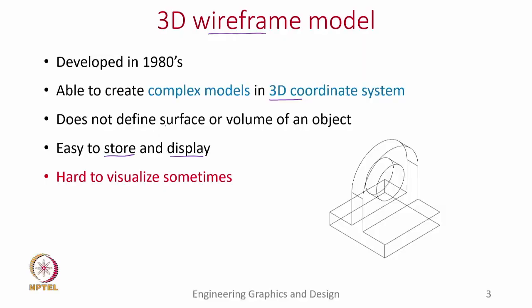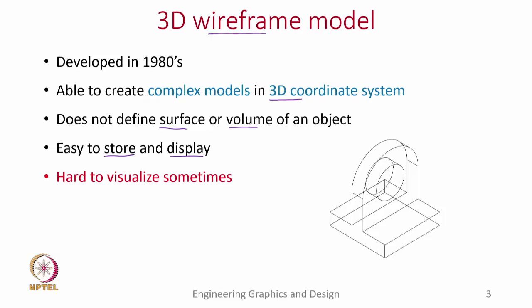The other problem with this wireframe model is that it does not define the surface or volumes. Essentially it depicts all your objects only as a series of curves and straight lines. So, there is no definition of a surface nor a definition of a volume. For example, if you want to find the volume or the weight of this object, the wireframe model can't help you because it does not have that information.